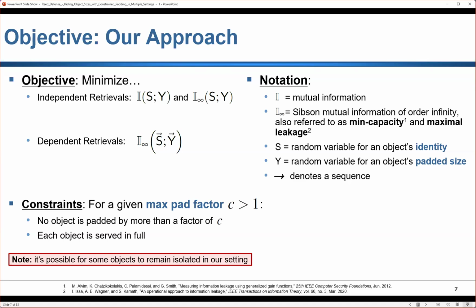We also have a constraint on our padding schemes. No object should be padded by more than a multiplicative factor of C specified by the object store. This value for C is greater than 1. So for instance, a value of 1.05 would mean that the object store is only willing to add padding up to 5% of whatever the original size of the object was. And we also want to ensure that objects are served in full. Now, it is possible, given these constraints, that an object could remain isolated in our setting if there are no other objects within this maximum padding factor to which it could pad. Then when that object is retrieved, it would be identifiable to the adversary.